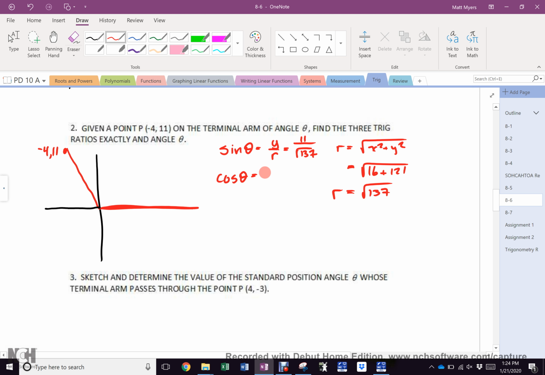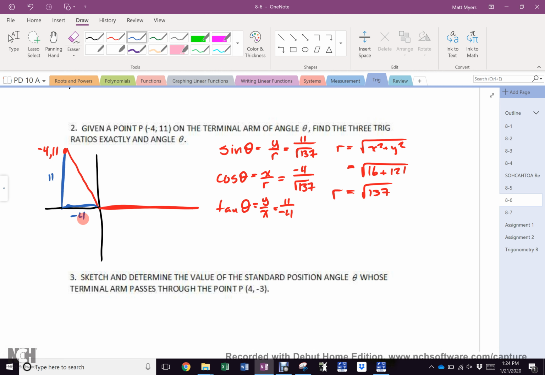What is the cos of theta? We just talked about it. If sine is y over r, what's cos? It'd be x over r, which would be negative 4 over root 137. And what would tan of theta be? Negative 4 over 11? No, 11 over negative 4. If some of you are having trouble visualizing that, I'll put the triangle on it for you. There's 11. There is negative 4. Is everybody good?